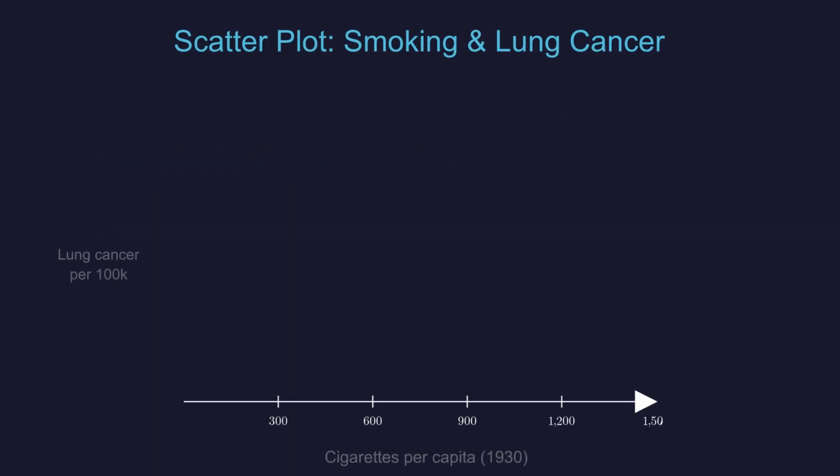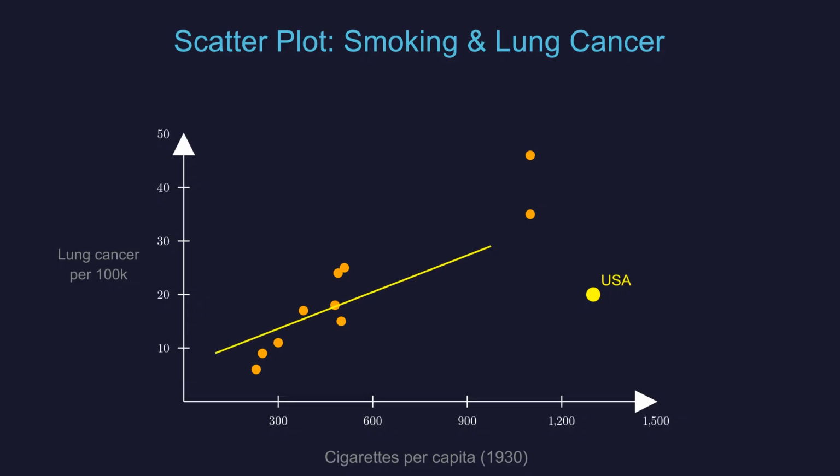Here is a classic dataset from Dahl, 1955. It compares per capita cigarette consumption in 1930 with lung cancer mortality rates 20 years later across 11 countries. Each dot is one country. Notice the United States in the upper right with the highest cigarette consumption. We can see an upward trend. Countries with more cigarettes had higher lung cancer rates. Let's fit a trend line through these points. The data clearly trends upward, suggesting a positive association.